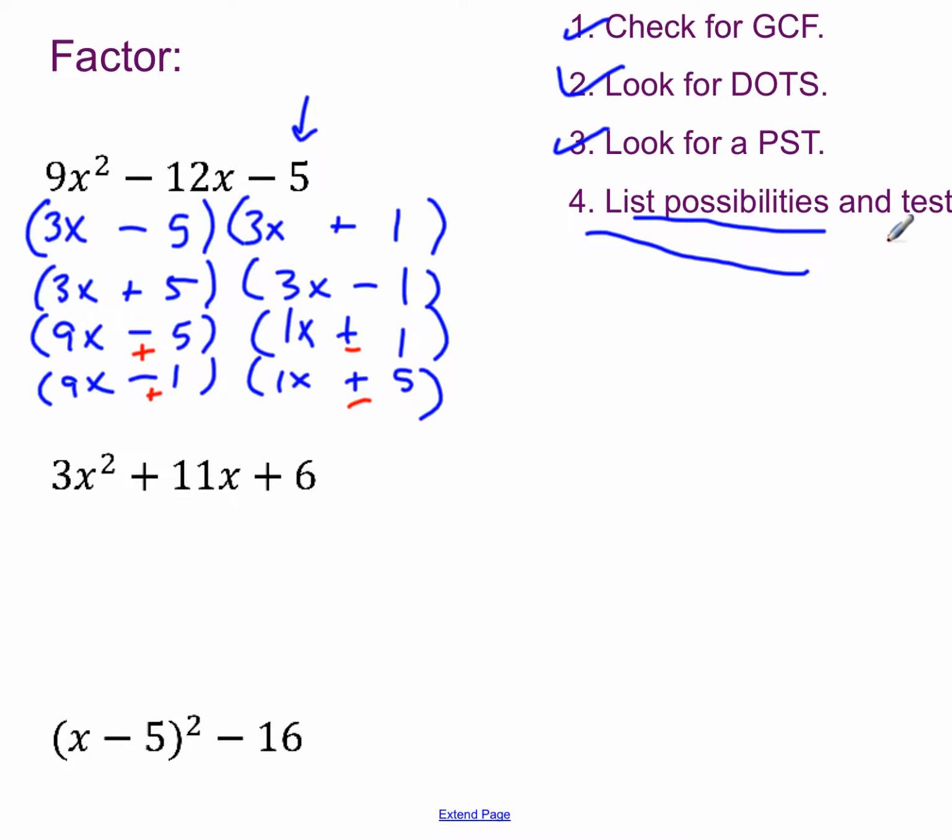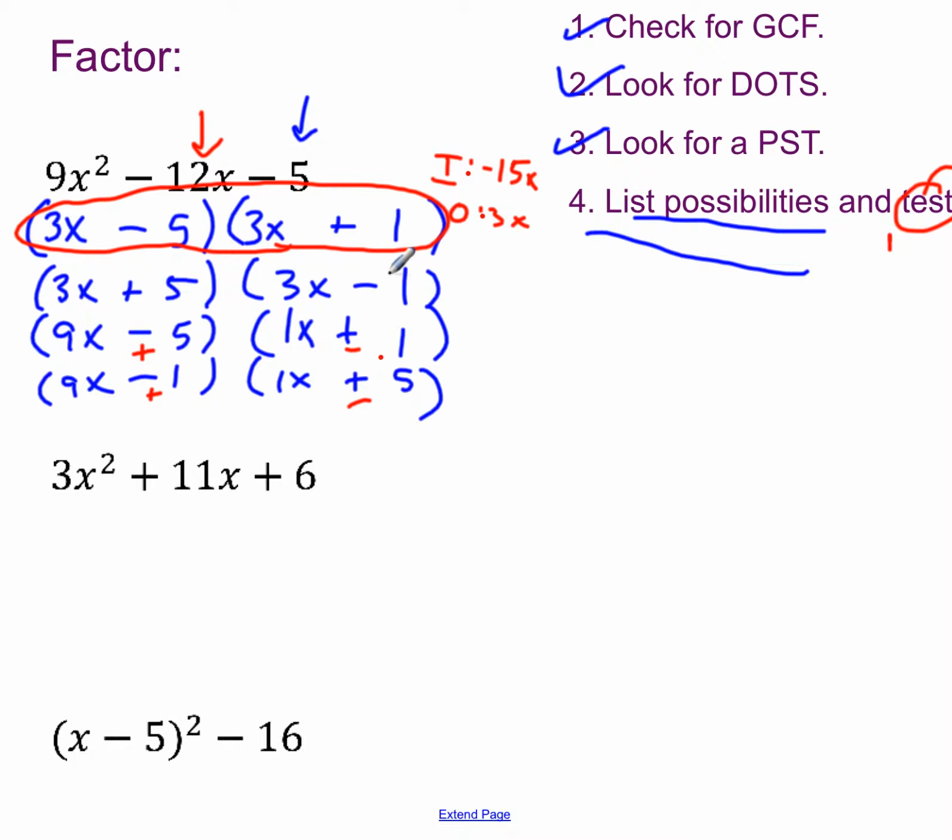So now I'm going to do the testing. I'm basically testing to see if I'm going to get this -12x. Because I already know, based on what I've listed, that the 9x squared and the -5 work out. But I don't know if the -12x works out. So this one, my inners give me -15x. My outers give me 3x, which gives me -12x. So I got it on my first try. Well, that was pretty nice. That's pretty lucky.